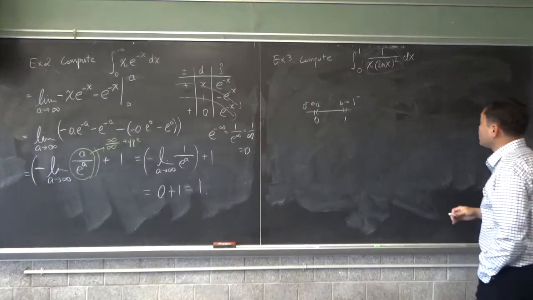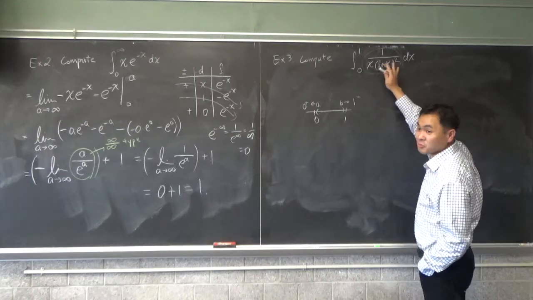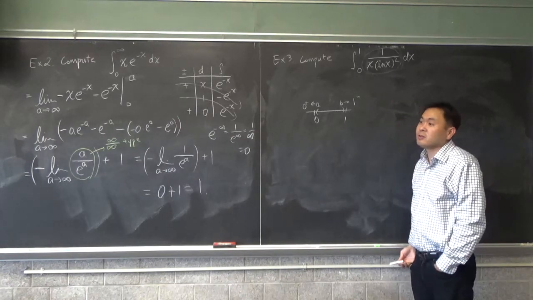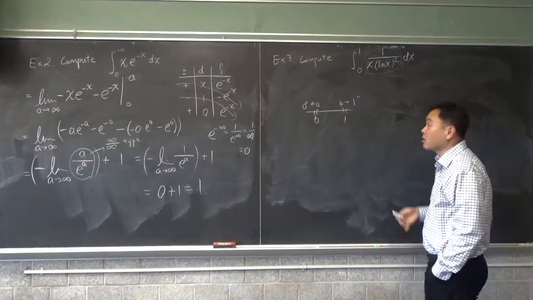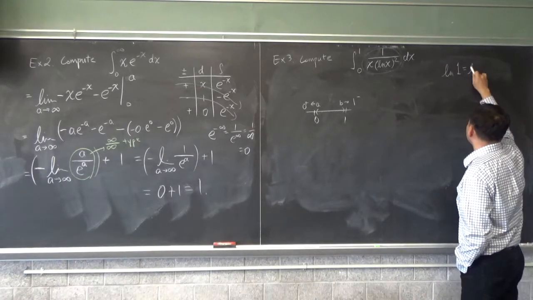But why is this also not defined? When you plug in 1 to this function, it's not defined. Can someone explain why? Yeah, because ln of 1 is 0. That's what we explained last time, right?